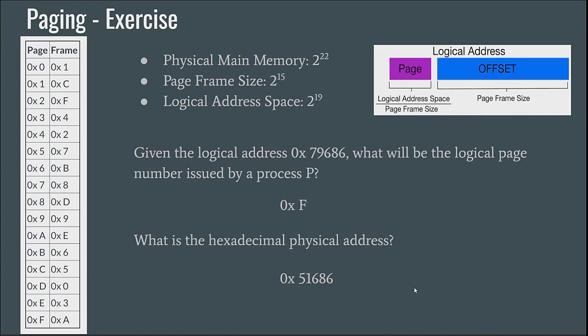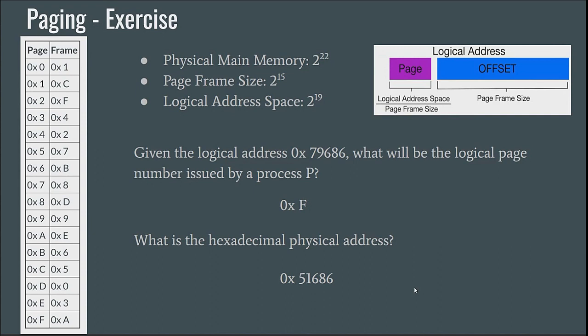And essentially, once you converted A to binary, you have 1010, right? Because that's what it is. And then you had to take your offset from before. So it should have been 001 for the first three, and then 0110, 1000, 0110. That should have been your offset. If you combine 1010 to that offset, you'll get 51686.